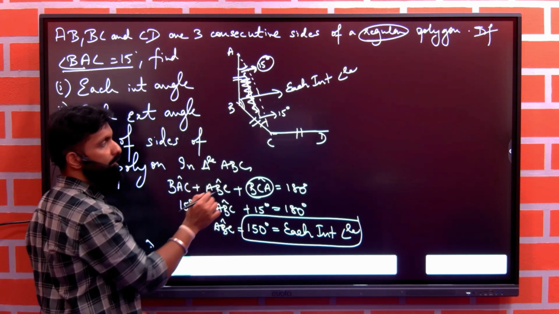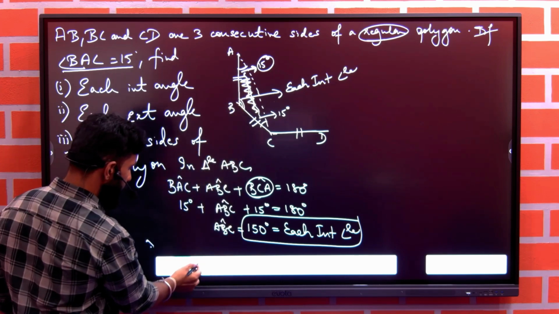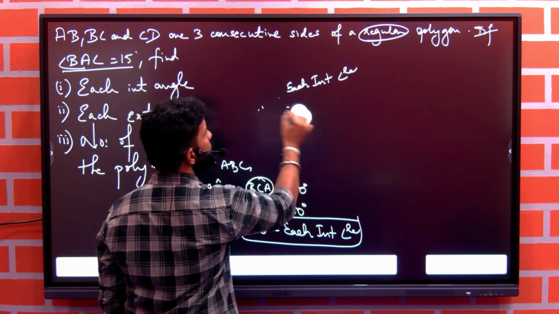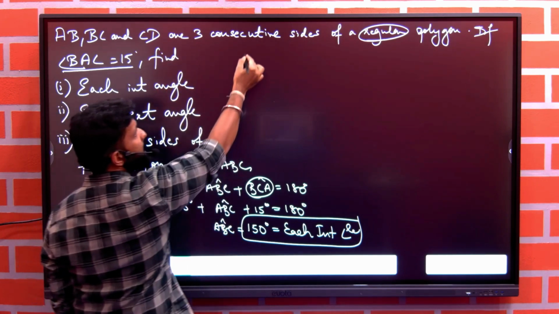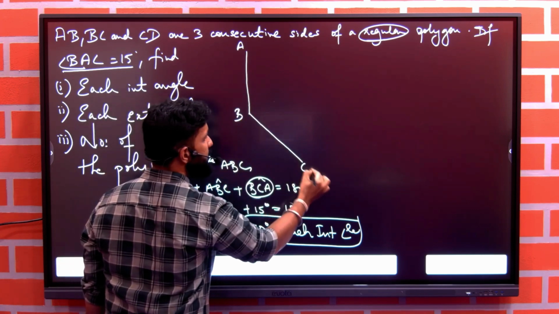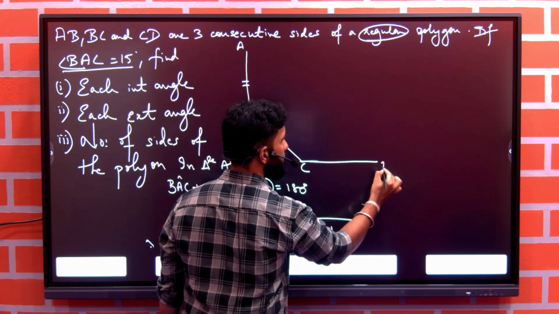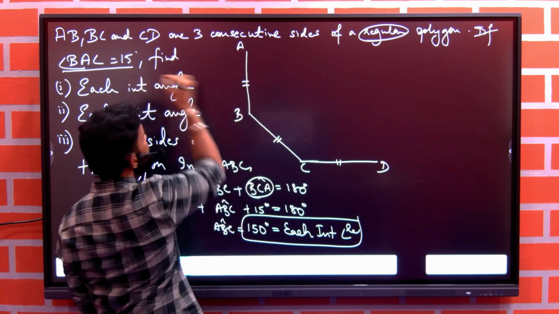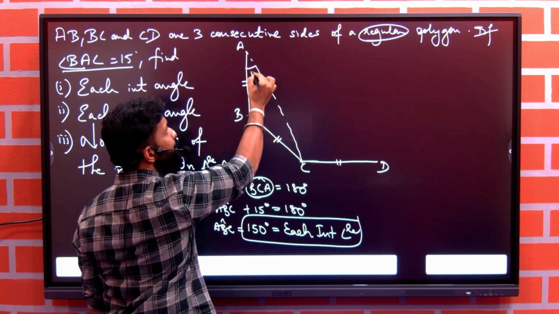So what am I trying to say? You want me to draw the diagram again? I'll do it. So I said they've given 3 consecutive sides. So AB, BC, they're saying these two are equal, and CD. All are equal because it's a regular polygon. They've given us the value of BAC. This angle is given as 15 degrees.